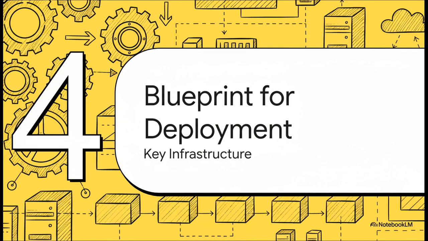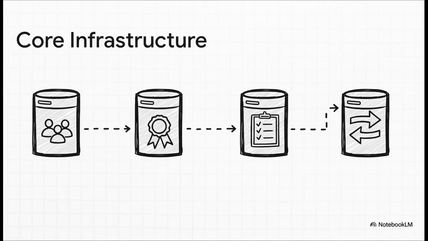Okay, so maybe you're sold on the idea, but what do you actually need to get this thing up and running? Let's take a look at the blueprint for deployment. The good news here is you probably have a lot of this stuff already running in your environment. Besides your basic Active Directory and DNS, you just need three main server roles. You need a Network Policy Server, or NPS.